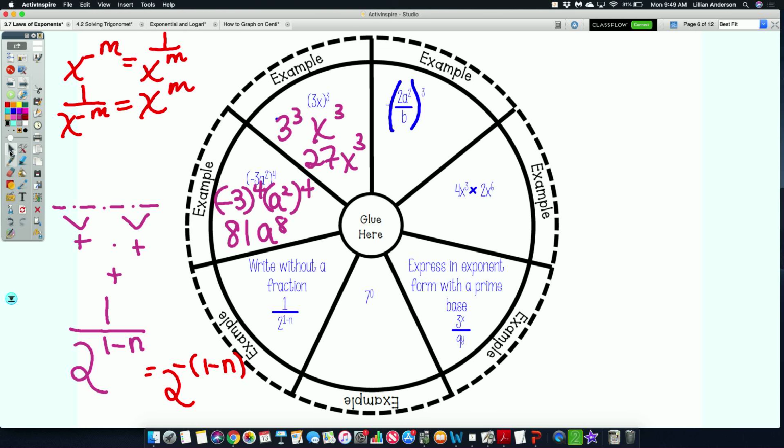So this fraction here equals 2 raised to the negative 1 minus n. Then I can continue to simplify that to get what? Very good. 2 to the negative 1 plus n power. And that will be how you write that fraction as a non-fraction. Questions on those 3 so far?